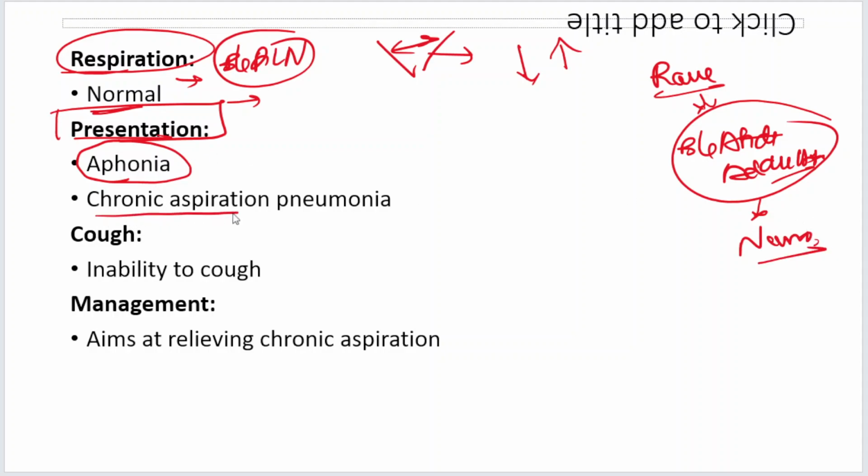And the patient is going to present with chronic aspiration pneumonia. This is the presentation: aphonia and chronic aspiration pneumonia. Chronic means it is present for a long time, more than 3 weeks. Cough, as we said, there is inability to cough.